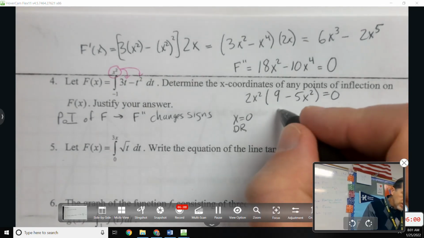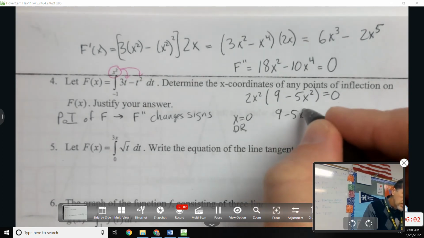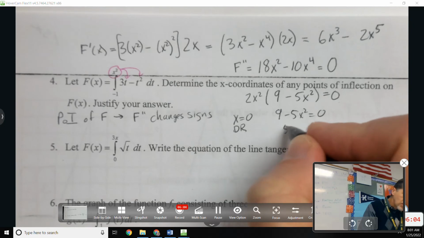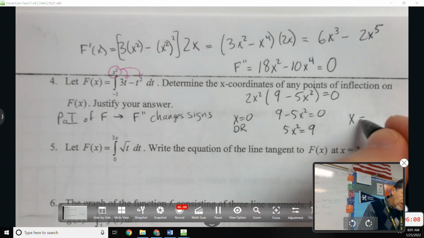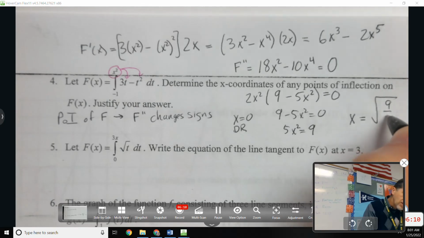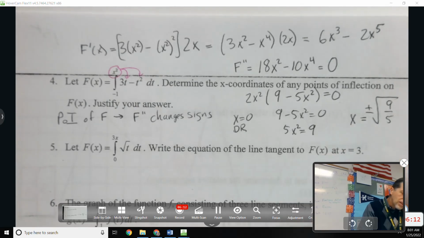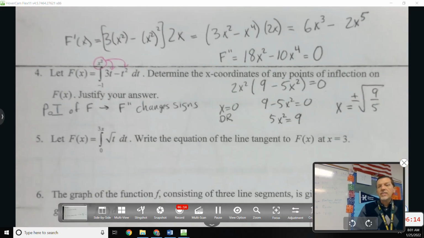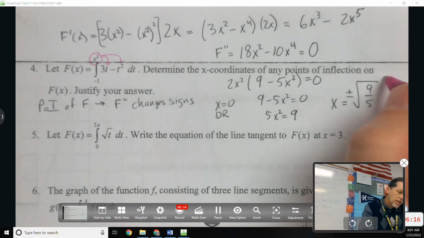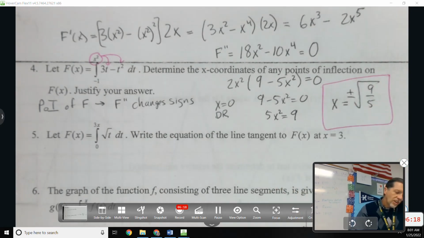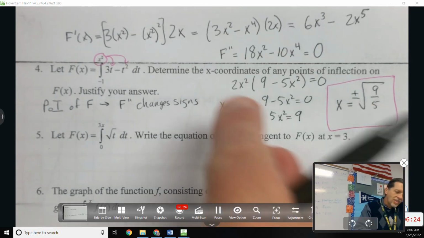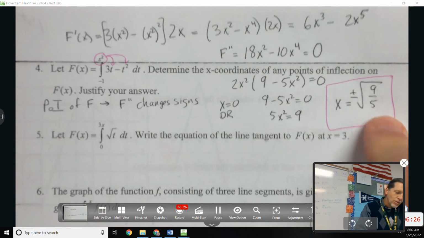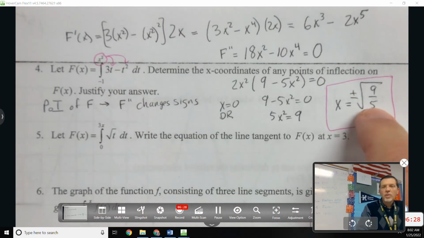The other one, let's see, if we set that equal to 0, 5x squared equals 9. So x equals plus or minus the square root of 9/5. And that's not a double root, so it will change signs there. So those are my points of inflection because the second derivative changes signs at those two spots.